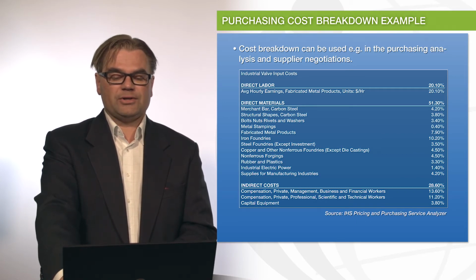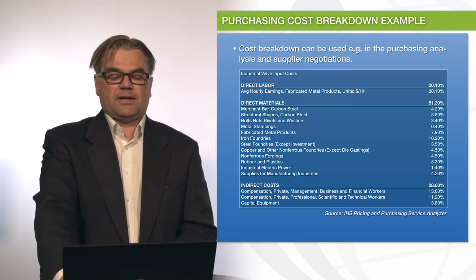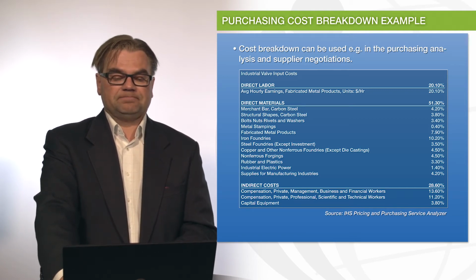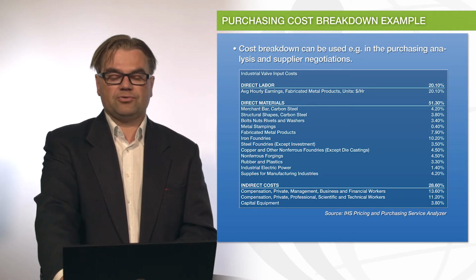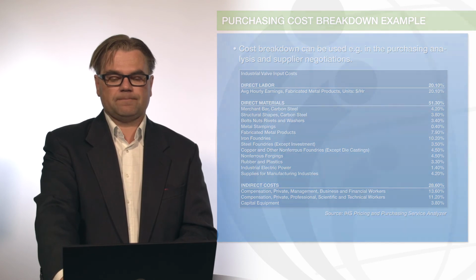Here, of all the purchasing costs related to an industrial valve, 20% are direct costs, 51.3% are direct materials, and 28.6% are indirect costs. This analysis helps to find what are the major spendings for certain products and influence them in a certain way to decrease costs.